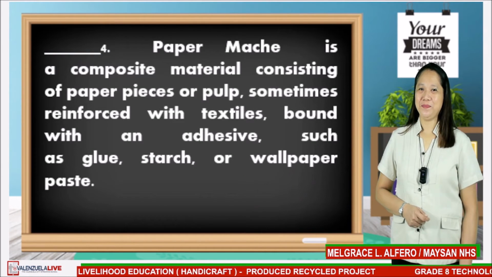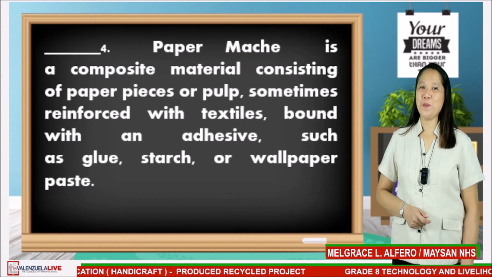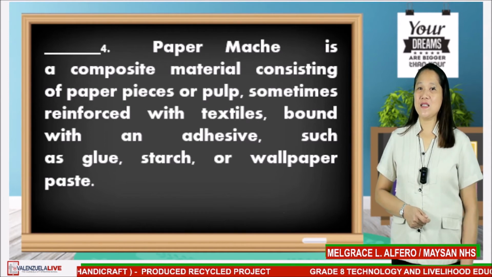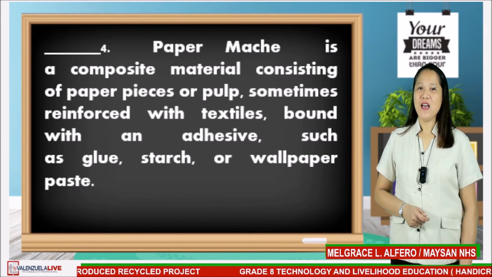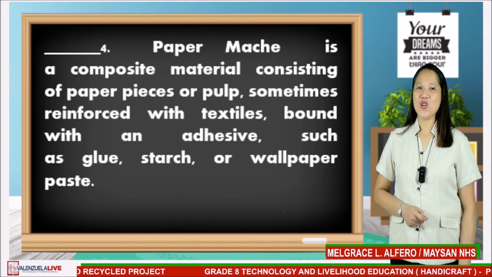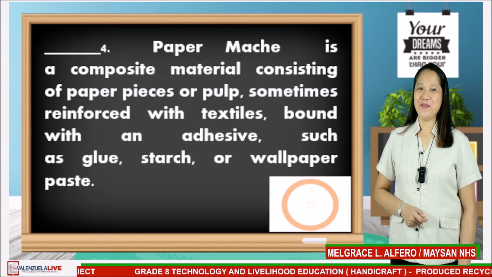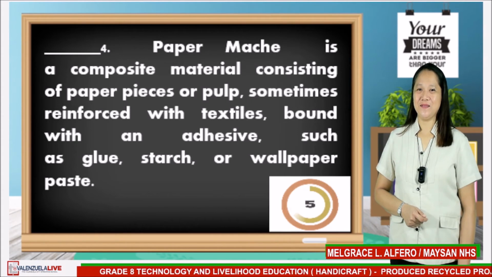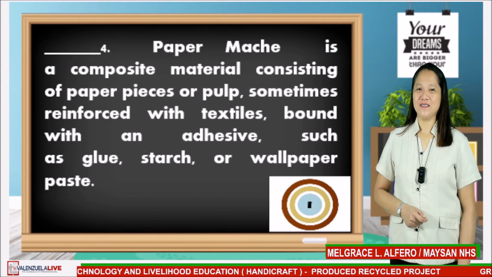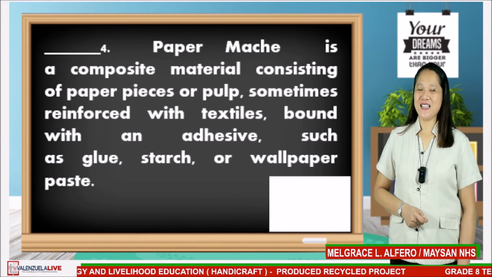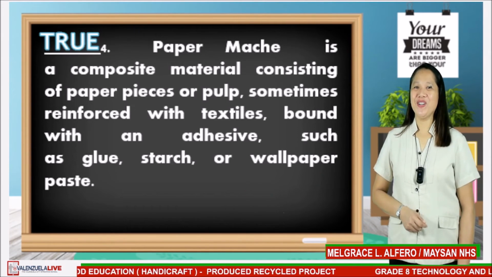Number 4, paper mache is a composite material consisting of paper pieces or pulp, sometimes reinforced with textiles, bound with an adhesive such as glue, starch, or wallpaper paste. Is it true or false? Timer starts now. Time is up. What is the answer? The answer is true. You are correct.